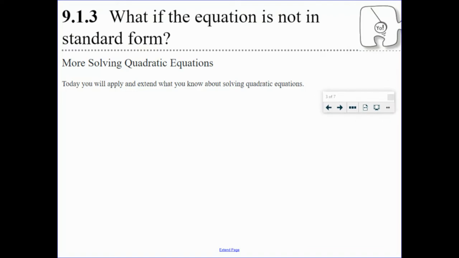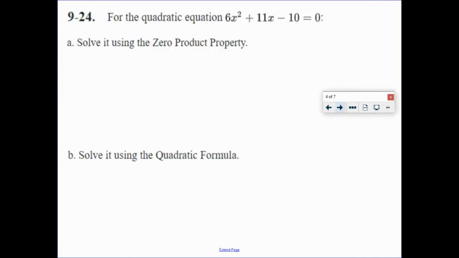So what if the equation is not in standard form? We're going to be doing more solving of quadratics using the quadratic formula. And today we're going to apply and extend what we know about solving quadratics.